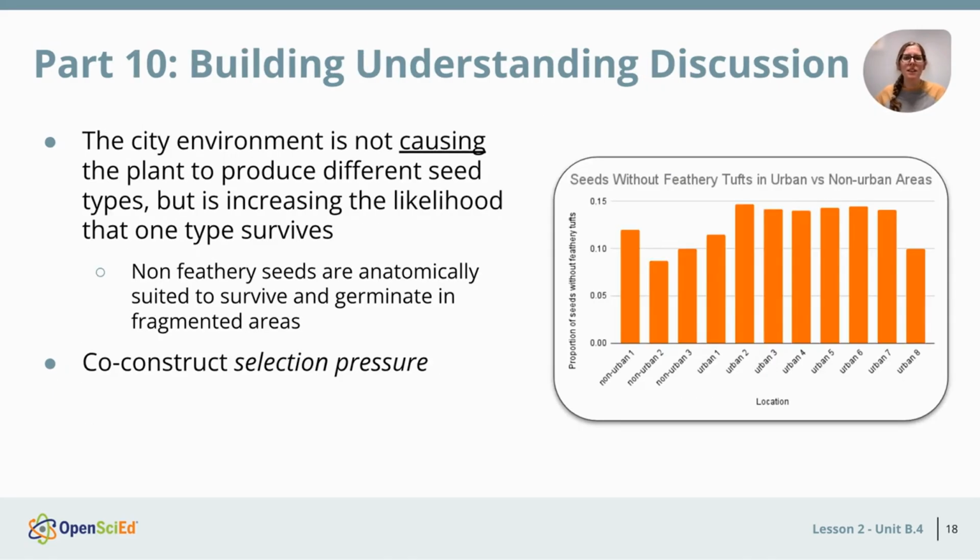Part 10, we're going to be putting this all together with our building understanding discussion. At the end of this discussion, the students are going to figure out that the city environment is not causing the plant to produce different seed types, but is increasing the likelihood that one type survives over another. Non-feathery seeds are anatomically suited to survive and germinate in fragmented areas because the parent plant is in soil. If it drops those non-feathery seeds exactly where the soil is, the plant has soil to grow, versus those feathery seeds, which are going to go all over the place. And then as a class, we're going to co-construct selection pressure.